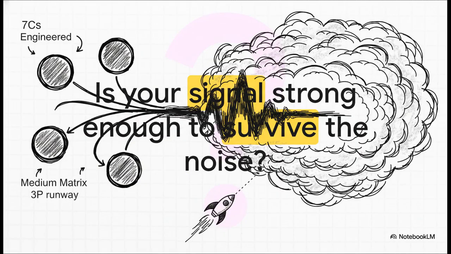We've seen exactly how to engineer this flawless alignment. The tools are literally laid out right in front of you. The 7Cs, the media matrix, the 3P runway. So I'll leave you with this final crucial thought. The next time you go to speak, write, or present, your payload might be ready, but is your signal strong enough to survive the noise?